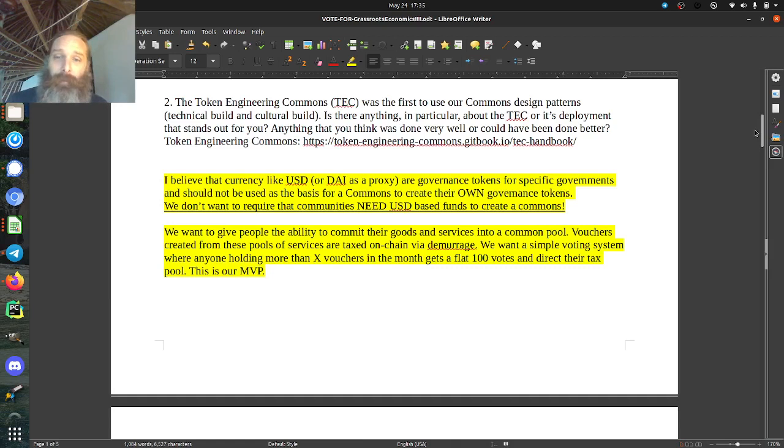Instead, what we want to do is give people the ability to commit their own goods and services into a common pool. So vouchers created from these common pools, a lot like the governance tokens created for Common Stack, in our system, they're taxed via Demurrage, and it's an on-chain ERC-20 contract. That taxation goes into a community pool, and we want to create some basic voting systems on that pool. For instance, looking at how many of those vouchers someone has over a month, and then everyone, after a threshold, gets something like 100 that they can vote on using quadratic voting or conviction voting. That's a very simple, quick MVP. So that's something we can do quite quickly.